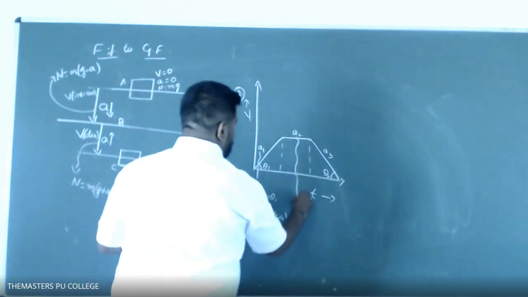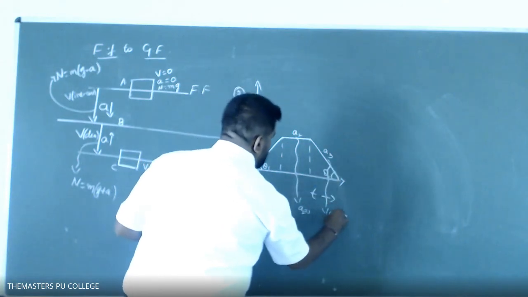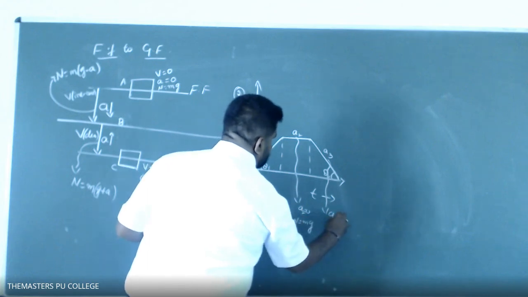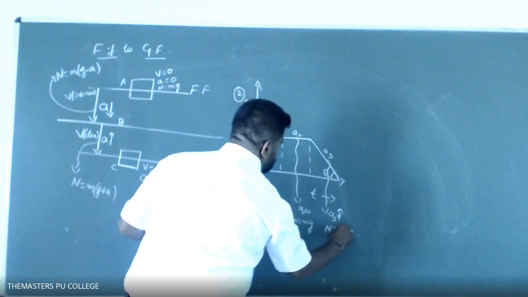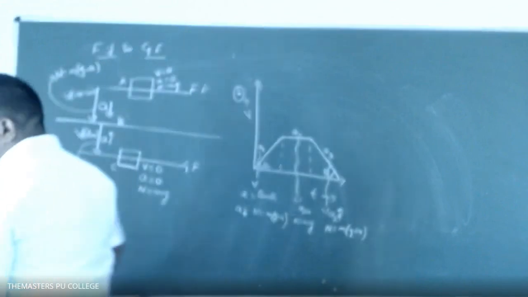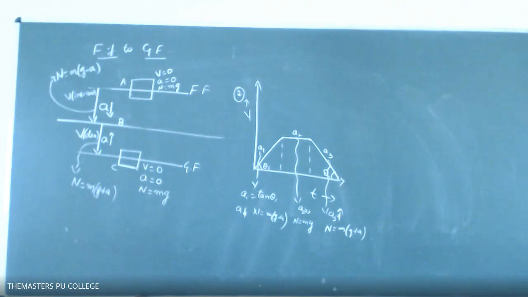In this region, A2 is equal to 0, so N is equal to mg. In this region, A3 is upward. If it is upward, N is equal to m of g plus a. Right?